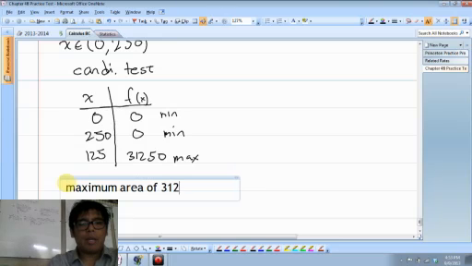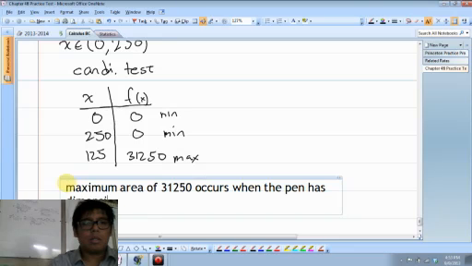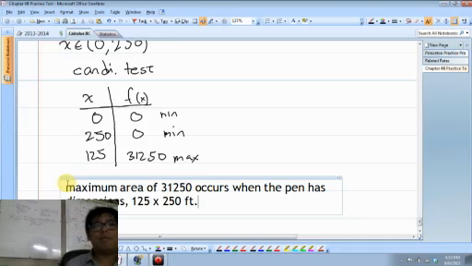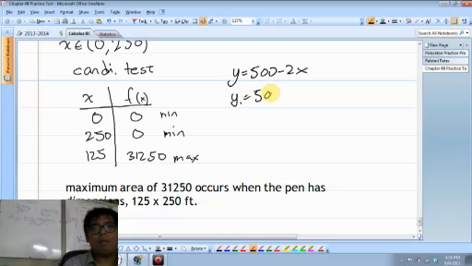of 31,250 occurs when the pen has dimensions 125 by 250 feet. How'd I get that 250? Yeah, we just plug that in. If you remember, y was equal to 500 minus 2x, then y is 500 minus 2 times 125. And that's all of 2.